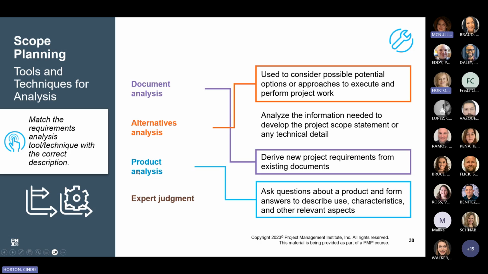Product analysis asks questions about a product, right? And we form from answers to describe use characteristics and other relevant aspects. And then, of course, that leaves us using expert judgment as a tool and technique to analyze the information needed to develop the project scope statement or any technical details. So your experience as a project manager, right, and working with various projects is going to help you to do this. Okay, very good.